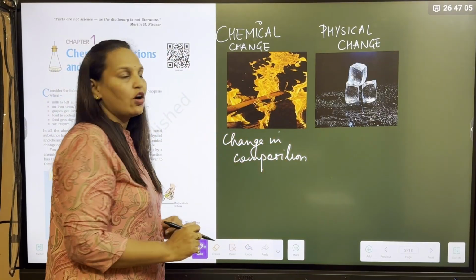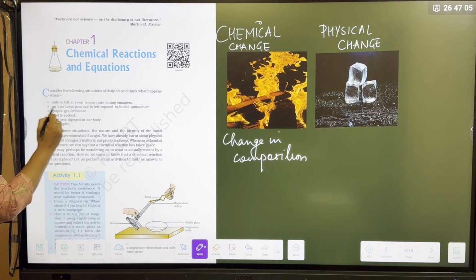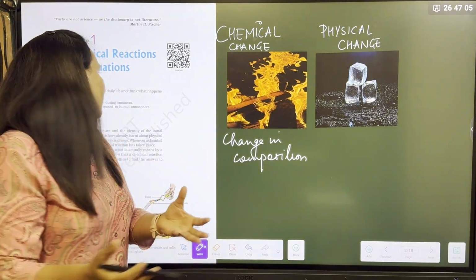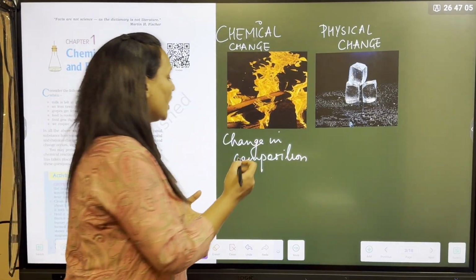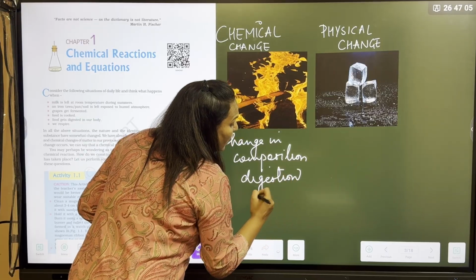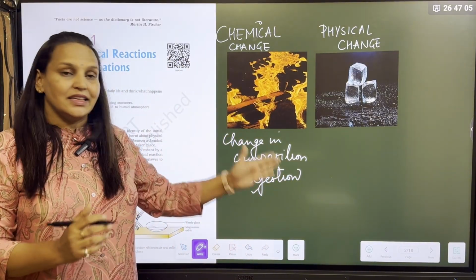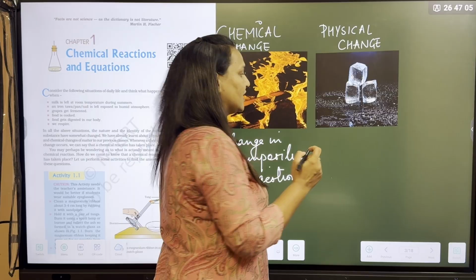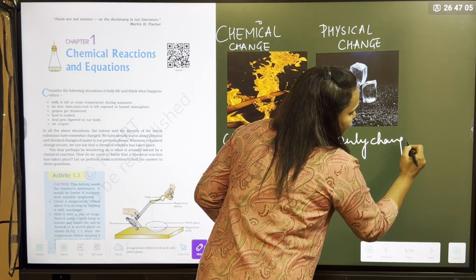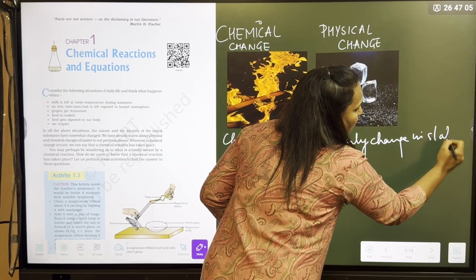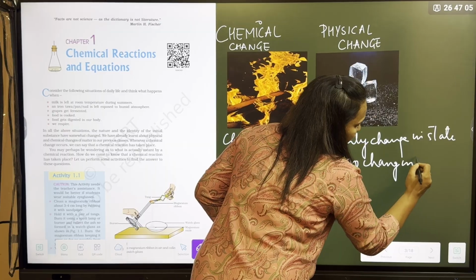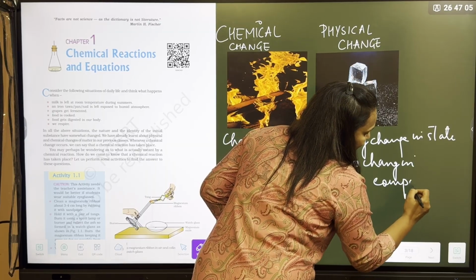Here I am showing the burning of the wood, or grapes are fermented. When the grapes undergo anaerobic respiration, alcohol is made, or food is cooked, or digestion happens inside the body. These are all chemical changes, meaning change in the composition. But when we talk about physical change, only change in state. No change in composition, like melting of the ice.